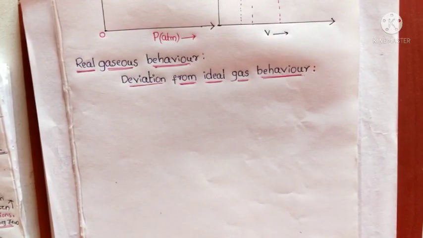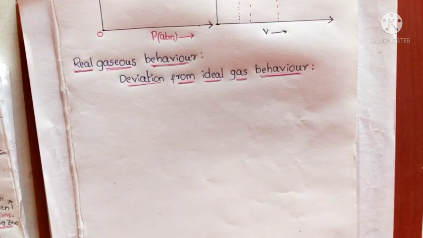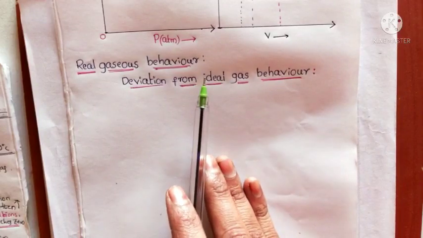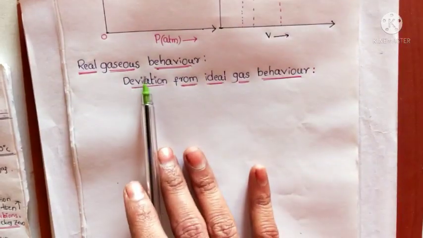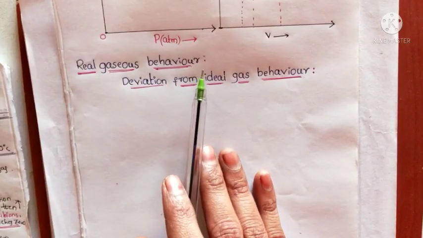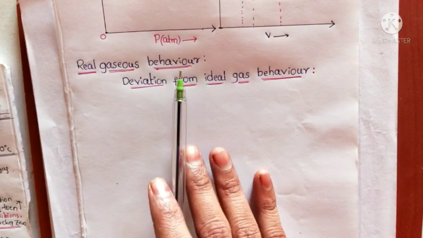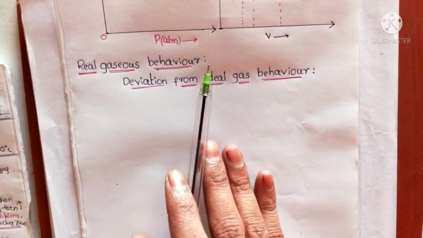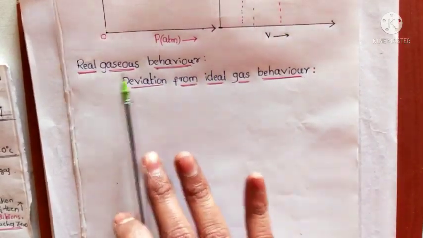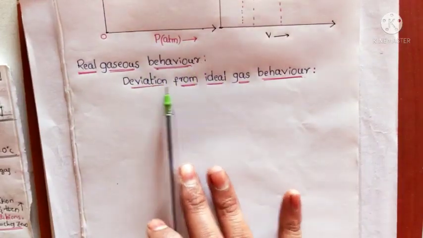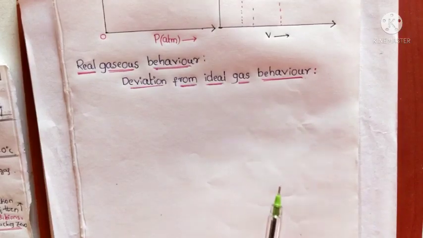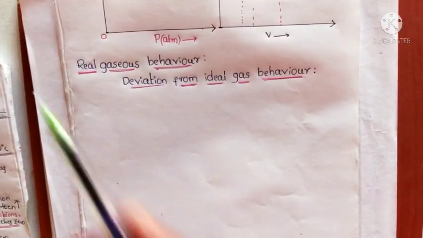So here, ideal gas, what is it? An ideal gas is a hypothetical gas. Generally in the universe all gases are real gases, okay? Not ideal gases, but they can act as ideal under special conditions. At special conditions all real gases act as ideal. So now we will discuss real gas behavior and deviation from ideal gas behavior.